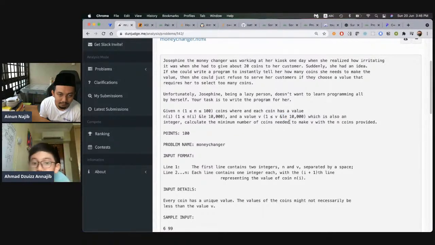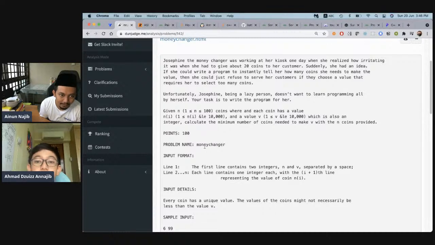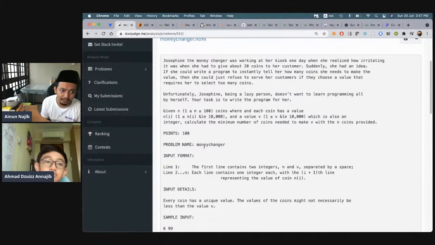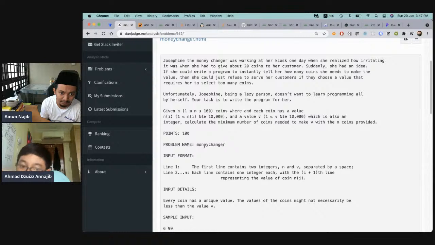10,000, yeah. What if I change it to long long? So what is the worst case scenario? 10,001. You have 10,000 coins. The value can be 10,000. How about the V? Oh, V is only 10,000. So it's not really a problem. V is only 10,000. It is small.